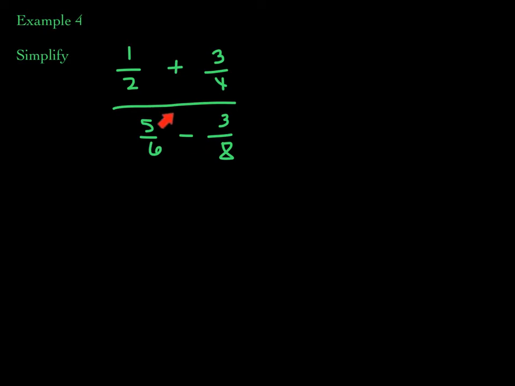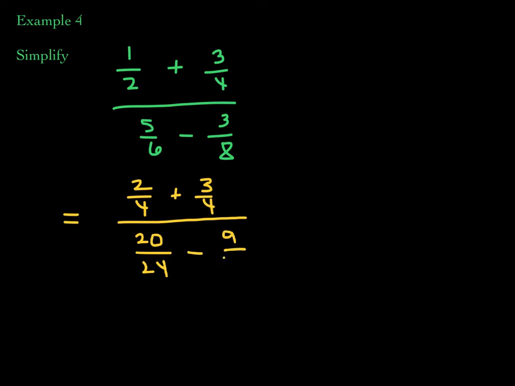divided by one fraction. All right, now you and I know that in order to add or subtract fractions, you must have common denominators. So 1/2 is the same thing as 2/4. So you have 2/4 plus 3/4 in the numerator. And the LCD between 6 and 8 is 24. So 5 over 6 is 20/24. And 3/8 is 9/24.